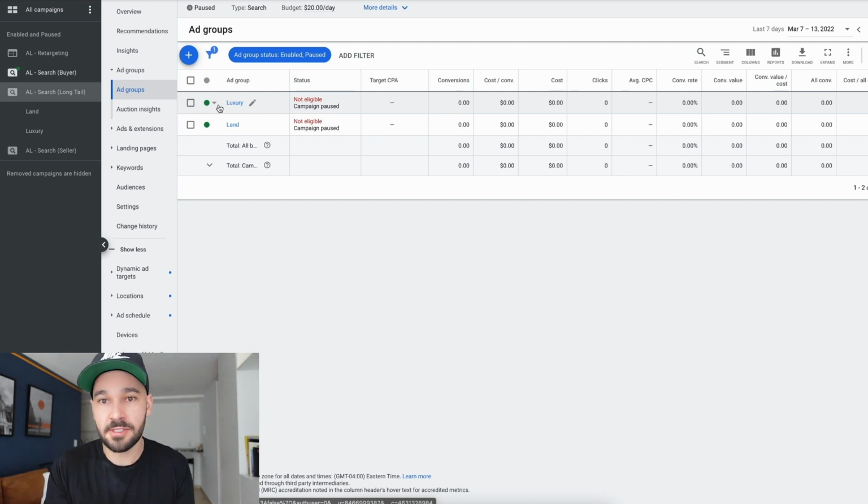Same goes for long tail. If someone's searching for land for sale in X area, then they know they're looking for land. They're a little more lower in the funnel. They're a little more specific and serious. So these long tail campaigns are often where you get some better quality leads. And again, waterfront's a good one, things of that nature.